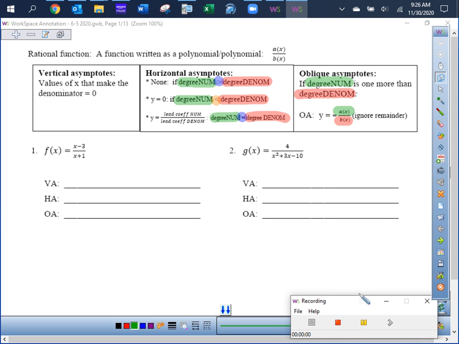Okay, this is lesson 6.5, the last one of college algebra. It's about rational functions and where all their asymptotes are. Some of them will be equations today, and some will be inequalities. So we're just going to dive in.